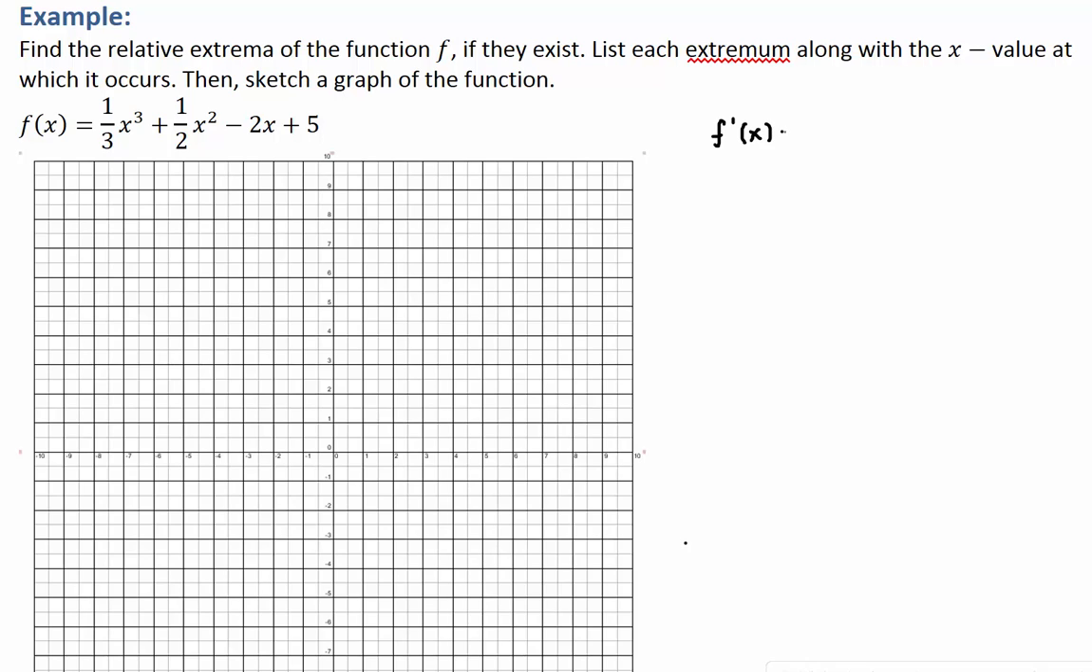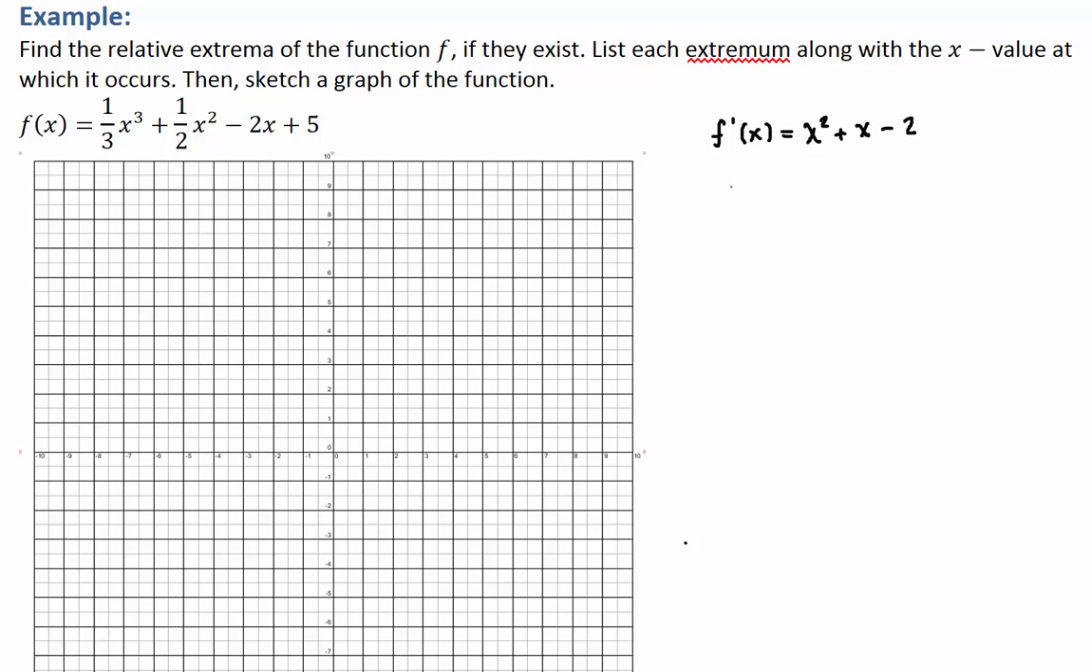This function is simple because the derivative of a third of x cubed is going to be x squared, and then the derivative of plus a half of x squared will be just x, and then minus 2.